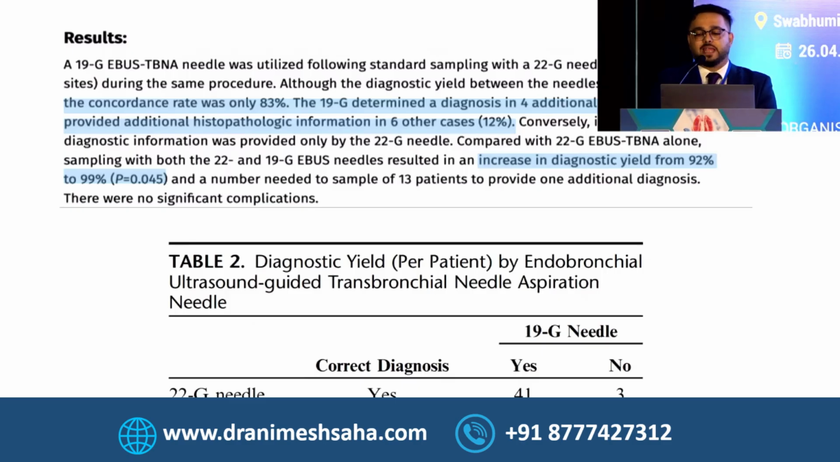Although the diagnostic yield between these two was equivalent and the concordance rate was only 83%, there were 4 additional cases where the 19 gauge needle could get additional histological data. Conversely, in 3 cases, that is 6%, the diagnostic yield was given only by the 22 gauge. Thus, sampling with both 22 gauge and 19 gauge needles resulted in increased diagnostic yield from 92 to 99%. The number of patients needed to sample was 13 to provide 1 additional diagnosis. And there were no additional significant complications noted in the study.